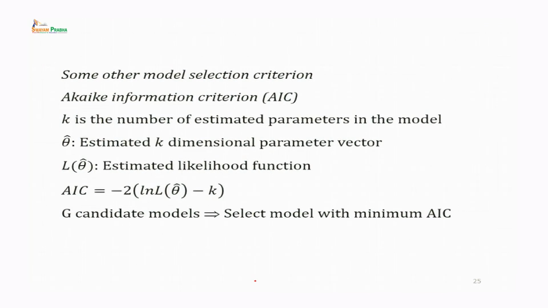Now, apart from these measures, we also have some other model selection criteria. Two criteria are Akaike information criterion and Bayesian information criterion. If k is the number of estimated parameters in the model, theta hat is the estimated k dimensional parameter vector and L theta hat is the estimated likelihood function, then we define AIC like this: minus 2 times log L theta hat plus 2 k. And how can you use AIC? If there are G candidate models and you have to select one of those models, then you fit all the G models, calculate AIC for each of these models and then select that model which has minimum AIC.